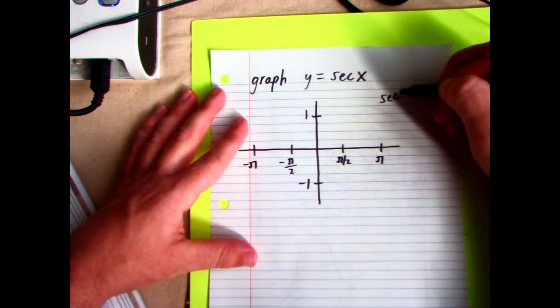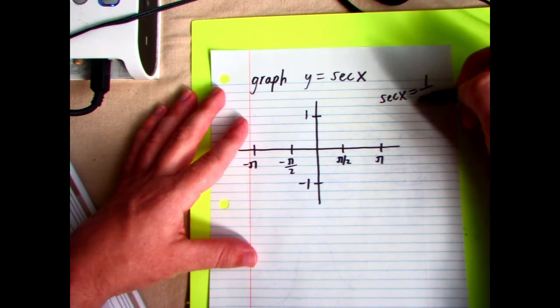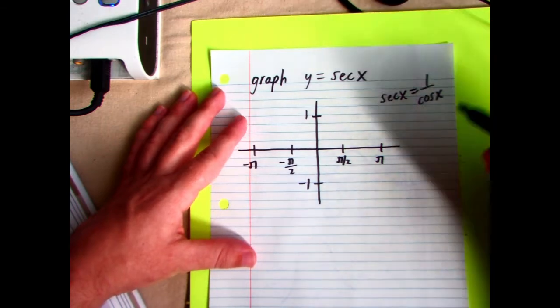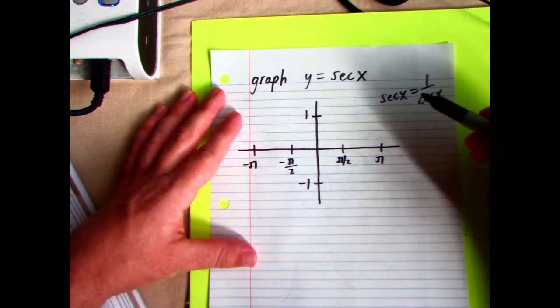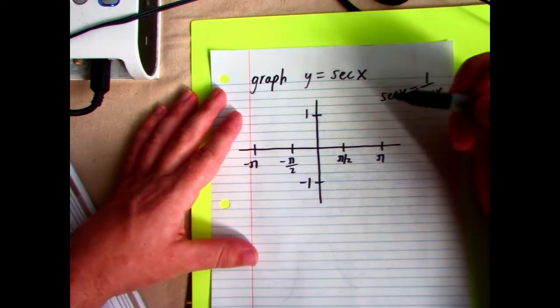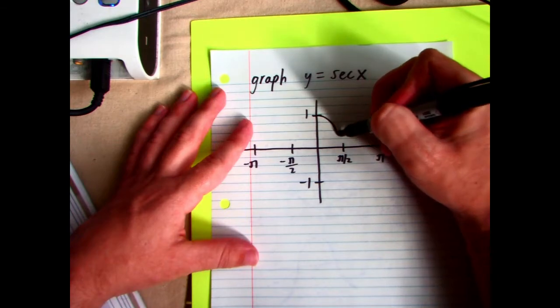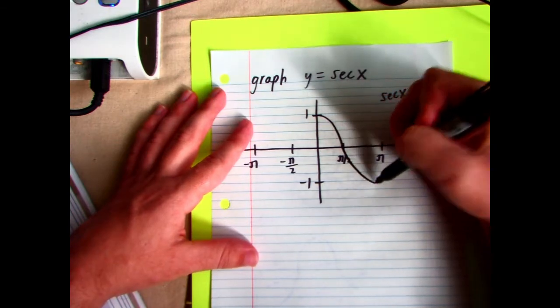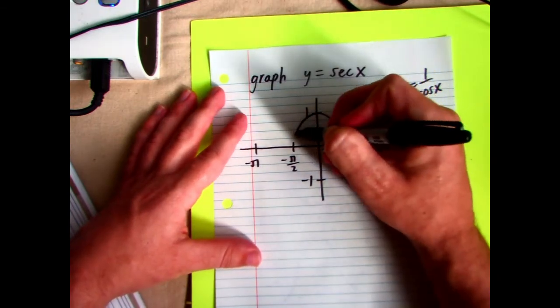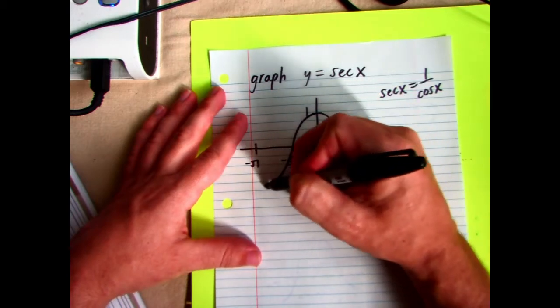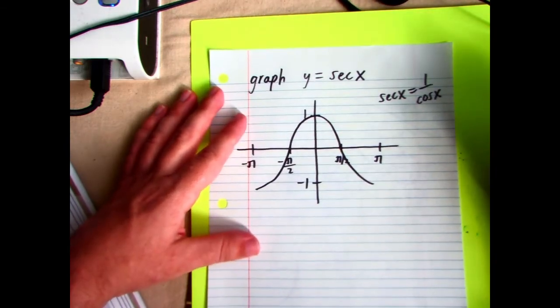Okay, let's do the same kind of process with secant x. Well, as a reminder, secant x is the reciprocal of cosine. So secant x is 1 over cosine. So I'm going to start by drawing the cosine graph. And I won't go through the whole table of values. By now, hopefully we know what the cosine x graph looks like.